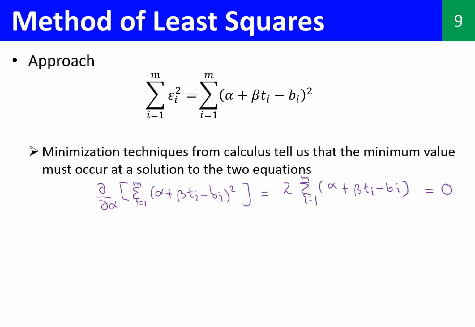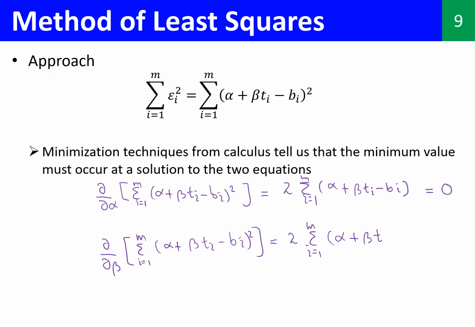And similarly, if we take the partial derivative with respect to beta of the sum of (alpha plus beta ti minus bi) squared, this is equal to, again, 2 times the sum of (alpha plus beta ti minus bi) times ti. Okay, so this is also equal to 0. Got it?